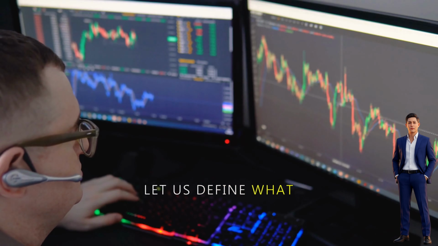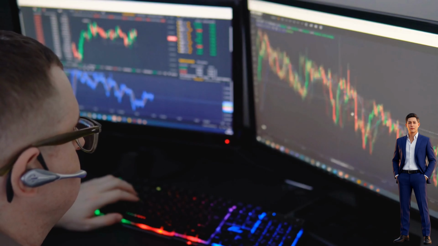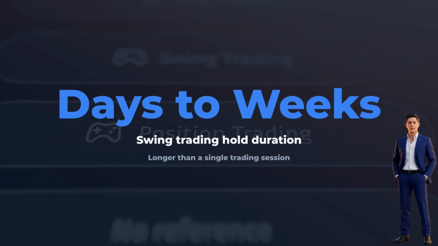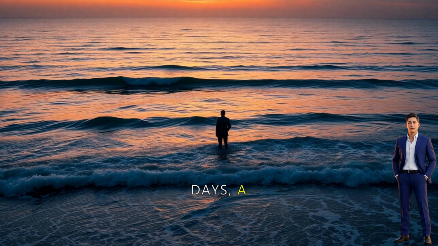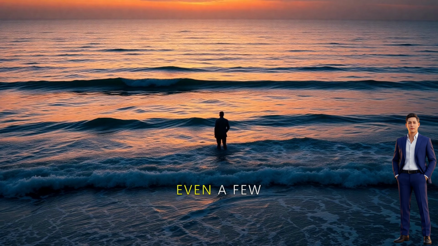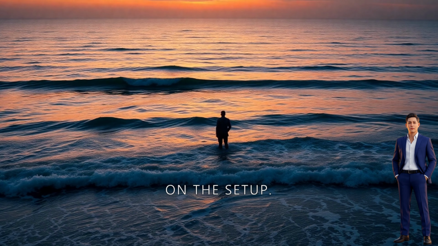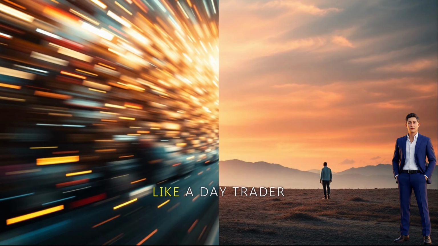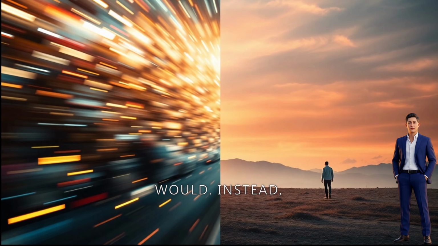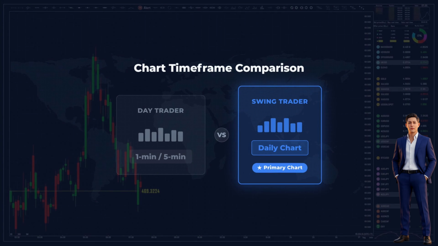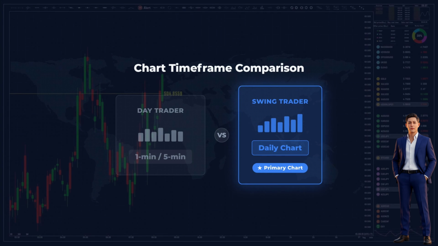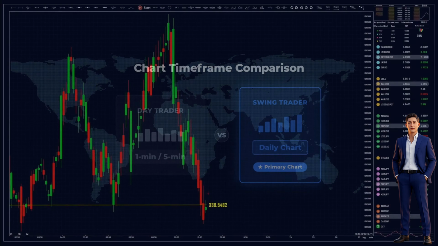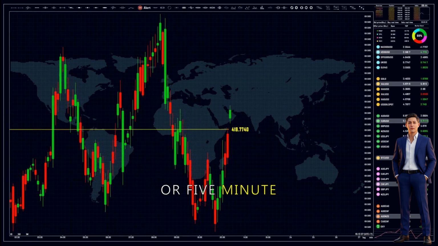First, let us define what we are actually talking about. Swing trading means holding a position for longer than a single trading session. That could be a couple of days, a couple of weeks, or in some cases even a few months, depending on the setup. You are not trying to catch every tiny price fluctuation throughout the day like a day trader or a scalper would. Instead, you are aiming to capture a bigger directional move on a higher time frame. And your primary chart is usually the daily chart rather than the 1-minute or 5-minute chart.